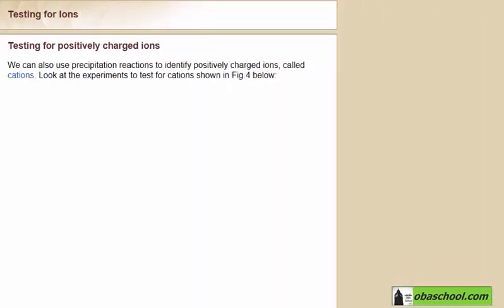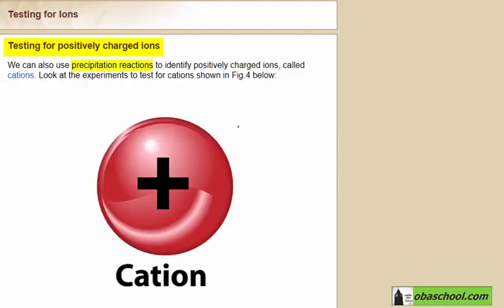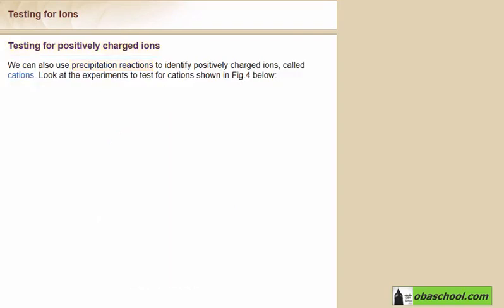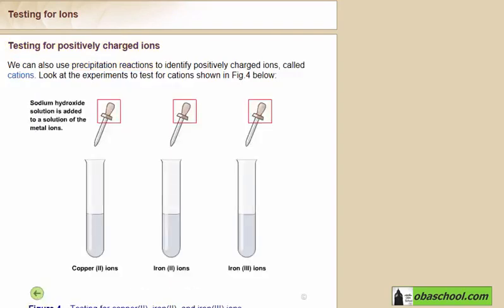In this animation, we will investigate testing for positively charged ions. We will use precipitation reactions to identify positively charged ions, which are called cations. In these three test tubes, we have copper 2 ions, iron 2 ions, and iron 3 ions. We will add sodium hydroxide solution to each of these test tubes.